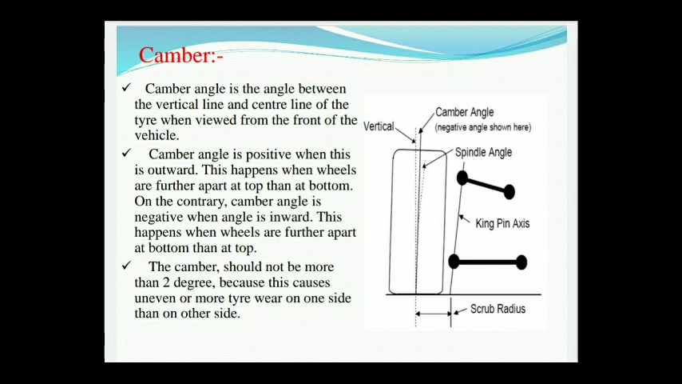First, camber. Camber angle is the angle between the vertical line and the center line of the tire when viewed from the front end of the vehicle. As shown in the figure, the figure shows the negative camber angle. The camber angle is positive when this is outward. This happens when wheels are further apart at the top than the bottom. On the contrary, the camber angle is negative when the angle is inward. This happens when wheels are further apart at the bottom than the top.